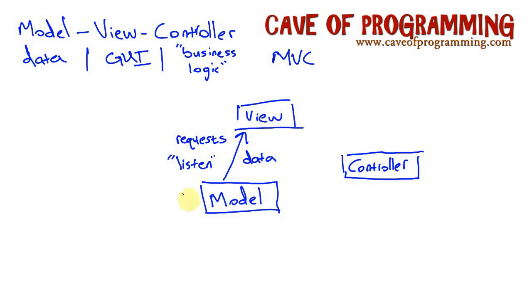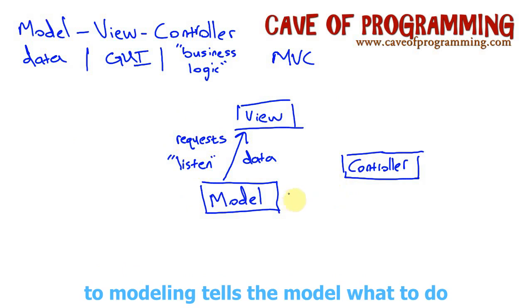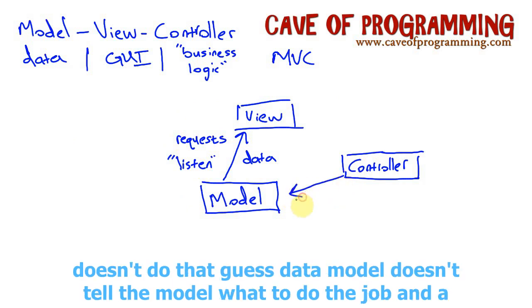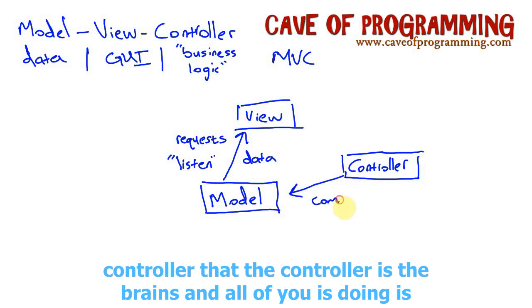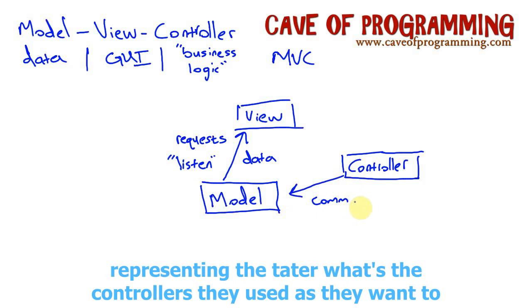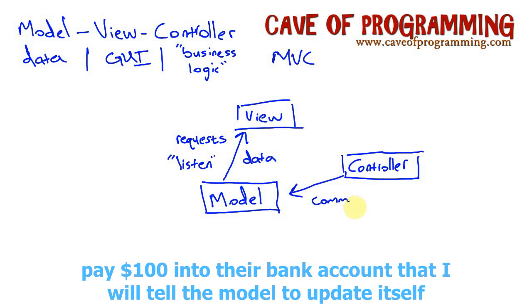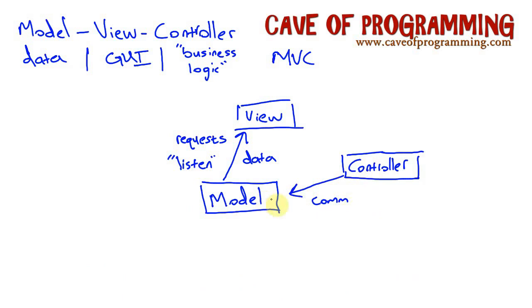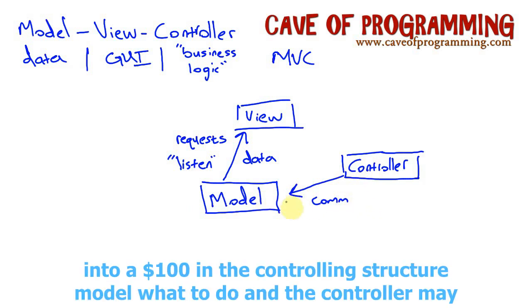Now the controller is able to make commands to the model. It tells the model what to do. The view doesn't do that. It gets data from the model. It doesn't tell the model what to do. That's the job of the controller. The controller is the brains, and all the view is doing is representing the data. But it's the controller that says, oh, the user has selected that they want to pay $100 into their bank account. Therefore, I will tell the model to update itself and to add those $100 in there. The controller instructs the model what to do.